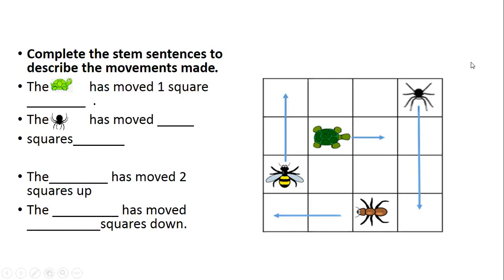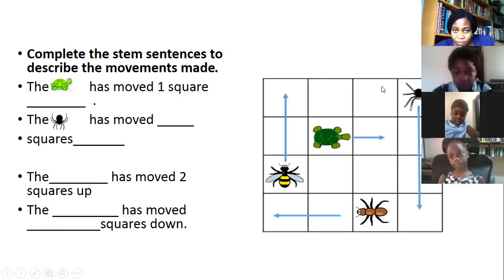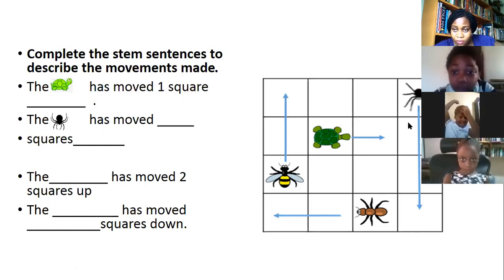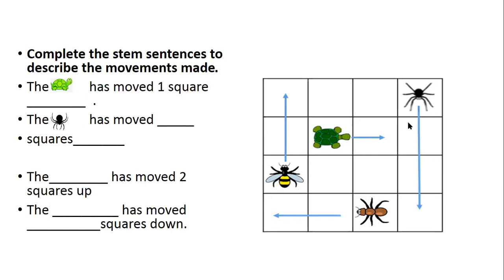I'm going to call someone. Adoma, unmute your microphone and tell me which direction the spider is moving. Look at the graph and tell me where the spider is, and look at the arrow. Is it moving forward, backwards, left or right? Forward. It's moving forward. Very good.